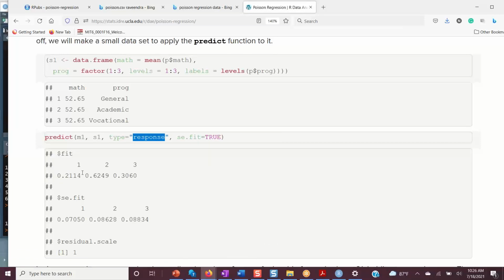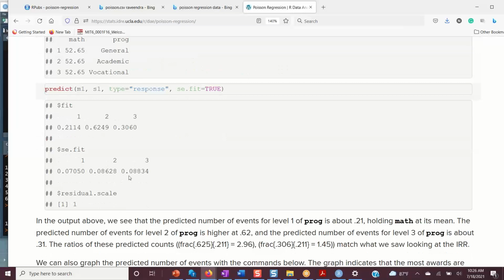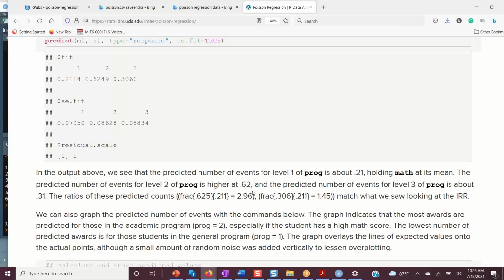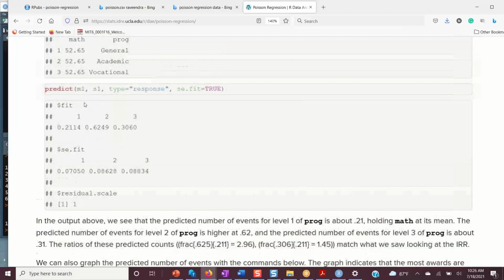So what is the probability of getting the award 1? For the general case, it is 0.21, and for the academic case, it is 0.629. For the vocational case, 0.30, and their standard errors are estimated like this. So the predicted number of events, not probabilities here, for level 1 is 0.21, holding math at its mean value. This is the mean value held constant. Am I making sense to you?